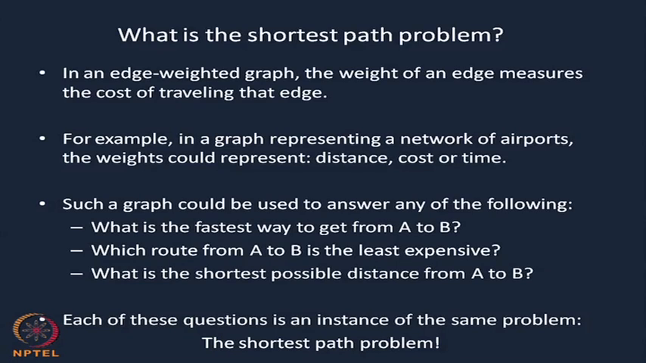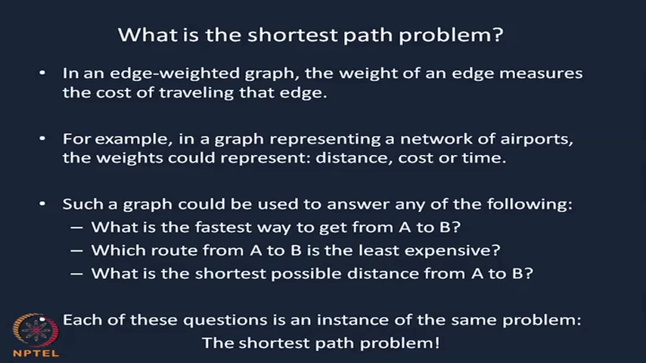So, in an edge weighted graph, the weight of an edge measures the cost of travelling that edge. That is, whenever you are moving from one vertex to another vertex, whatever cost is associated, it may be in terms of time, labor, or money, whatever it may be, we call it the weights. For example, in a graph representing a network of airports, the weight may represent distance, cost, or time.